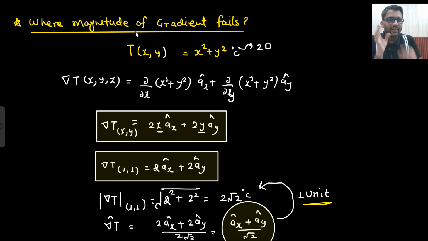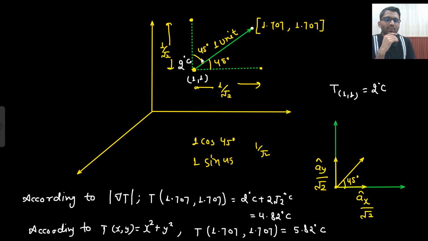You calculated the gradient 2x ax cap + 2y ay cap. You calculated the gradient at a random point. You thought of (1, 1). You calculated the gradient 2ax cap plus 2ay cap. So it was asking you to go in the direction of (ax cap plus ay cap) by root 2. In this direction it was asking you to go for 1 unit so that your temperature will change by 2 root 2 degrees Celsius. So here you calculated the temperature which was 2 degrees Celsius.